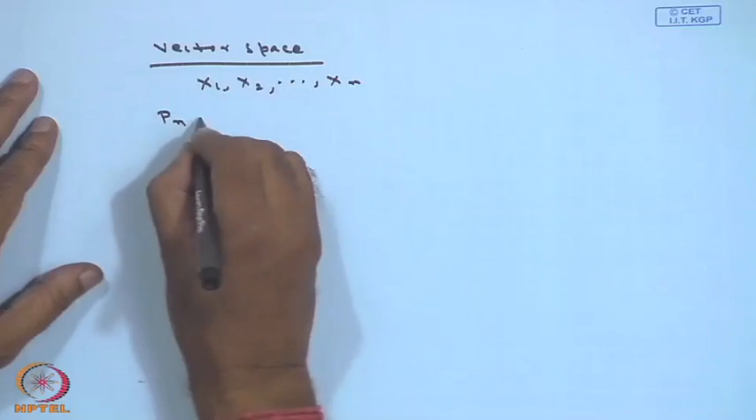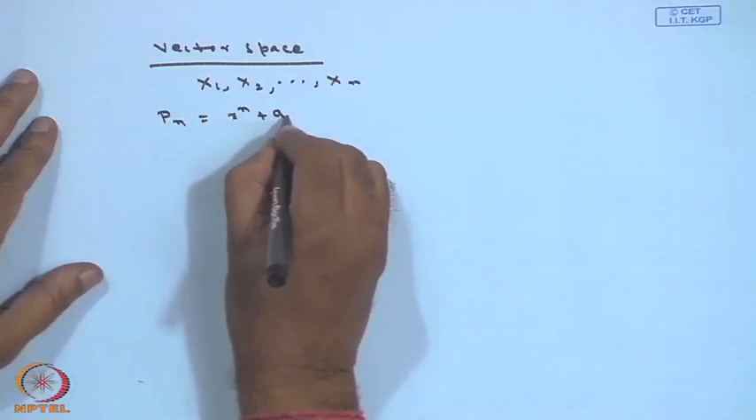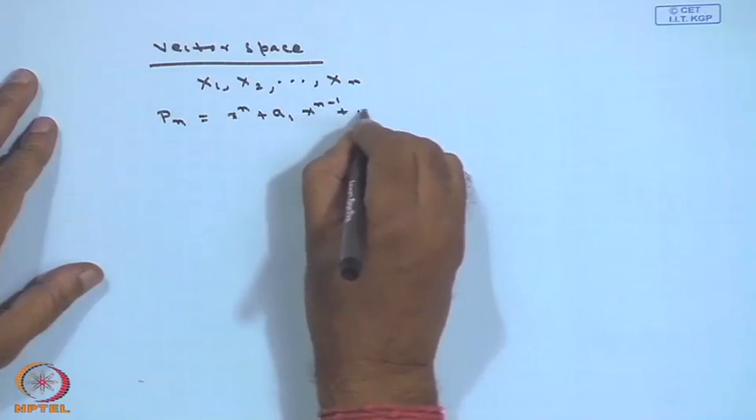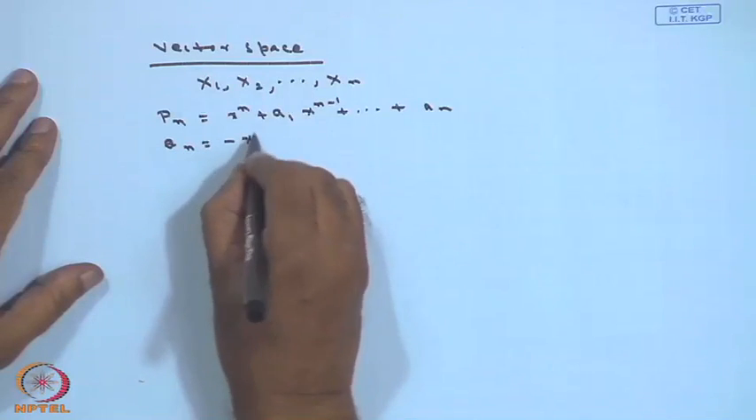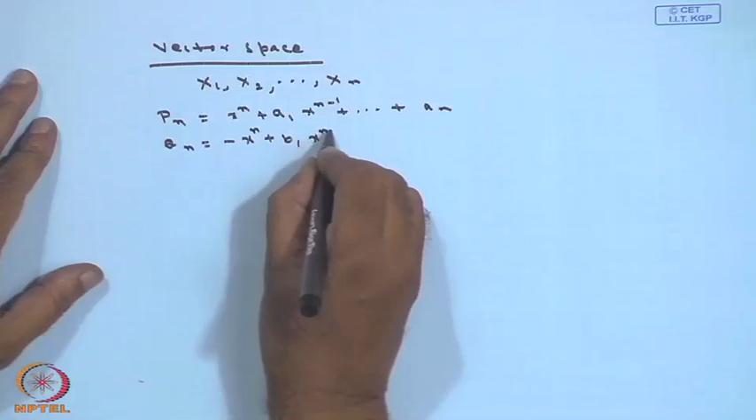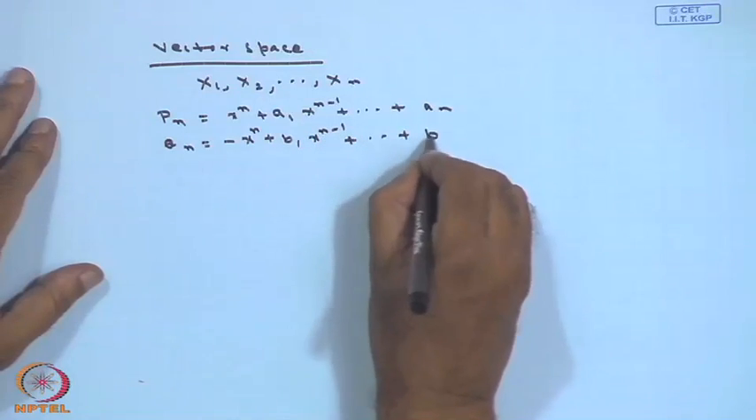Similarly, the set of all polynomials whose degree is less than or equal to n will also form a vector space. But consider the case of the set of all polynomials whose degree is exactly equal to n. That means I can write one polynomial as P_n = a1 x^n + a2 x^(n-1) + ... + an, and Q_n = -a1 x^n + b1 x^(n-1) + ... + bn.